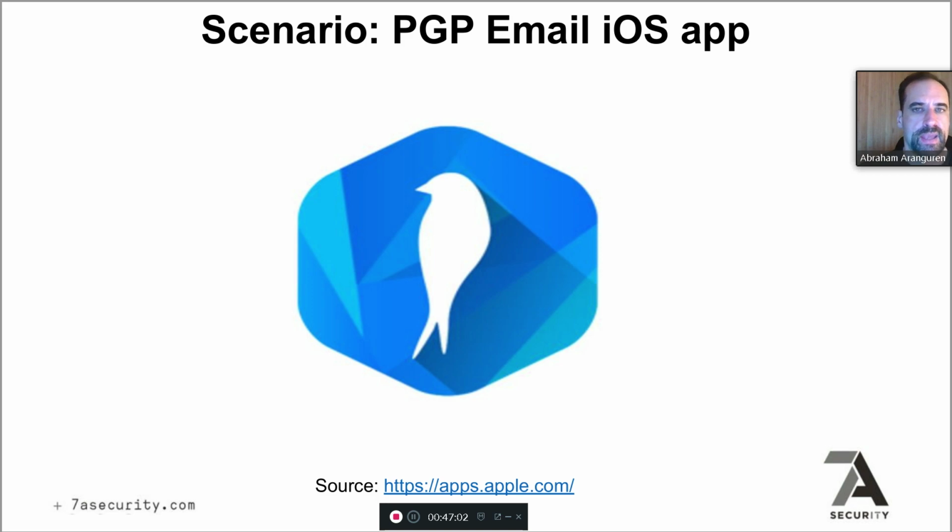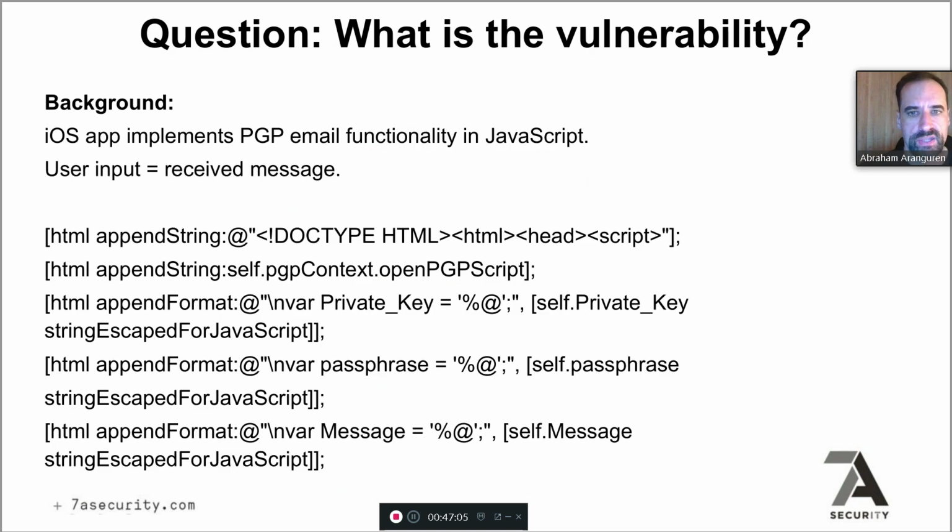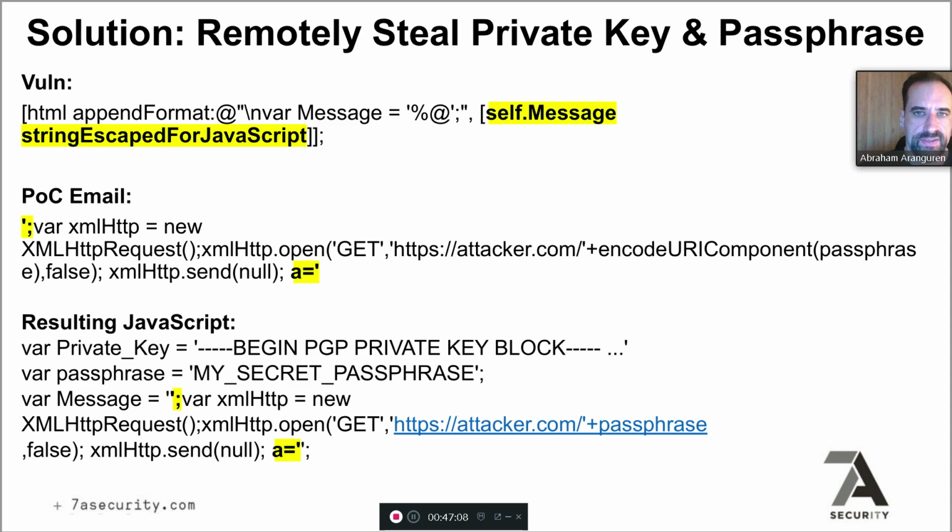So another example, a PHP email iOS application. The vulnerability here was on this part of the code. It's basically concatenating a string, which was not escaped for JavaScript, into the body of the message, right? So this is an application that was doing PGP using JavaScript. It's first setting the private key, then setting the passphrase, and then on the message, you could email some user something like this, like colon, semicolon, and then some JavaScript here to send the passphrase to some attacker machine, right?